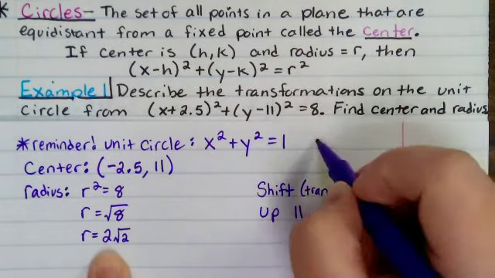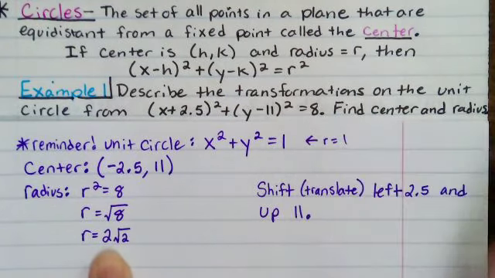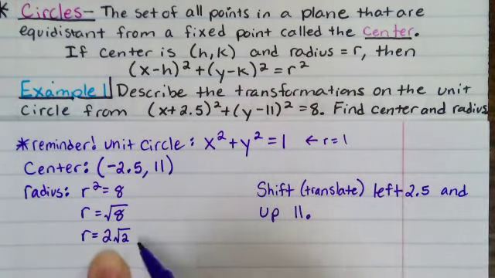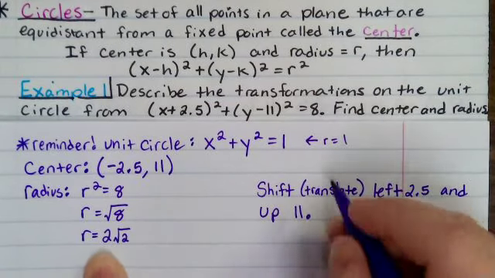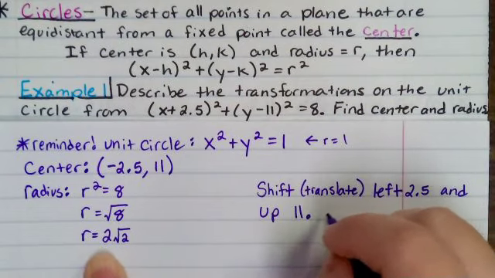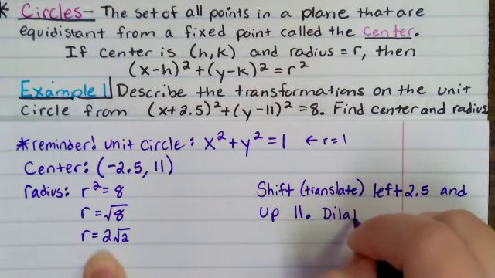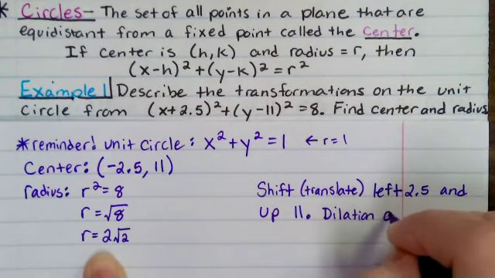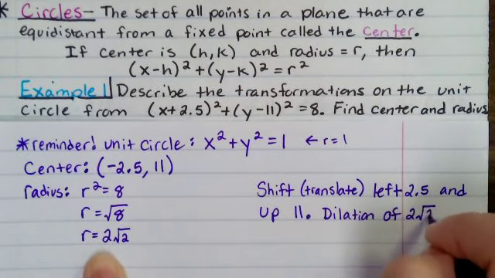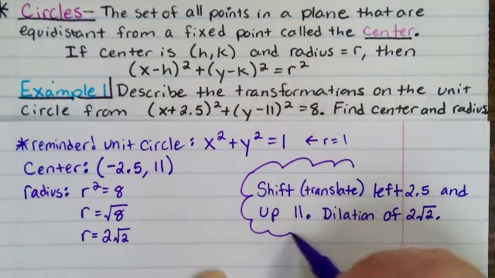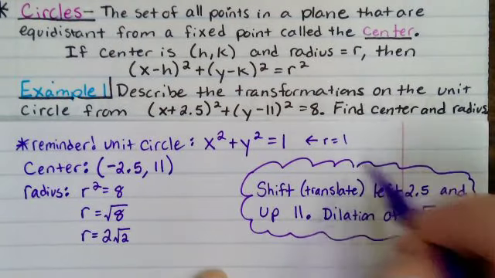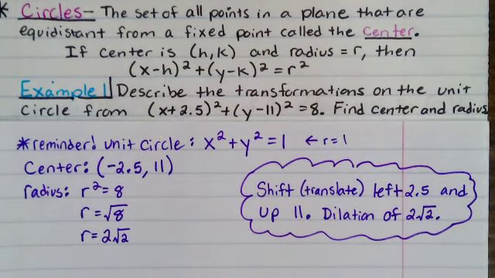Think about the fact that the radius on your unit circle was 1. So what's the factor it's been dilated? 2 square root 2. Okay, so we're going to say that there is also a dilation of just 2 root 2. And then that's good for giving the transformations. Ta-da!